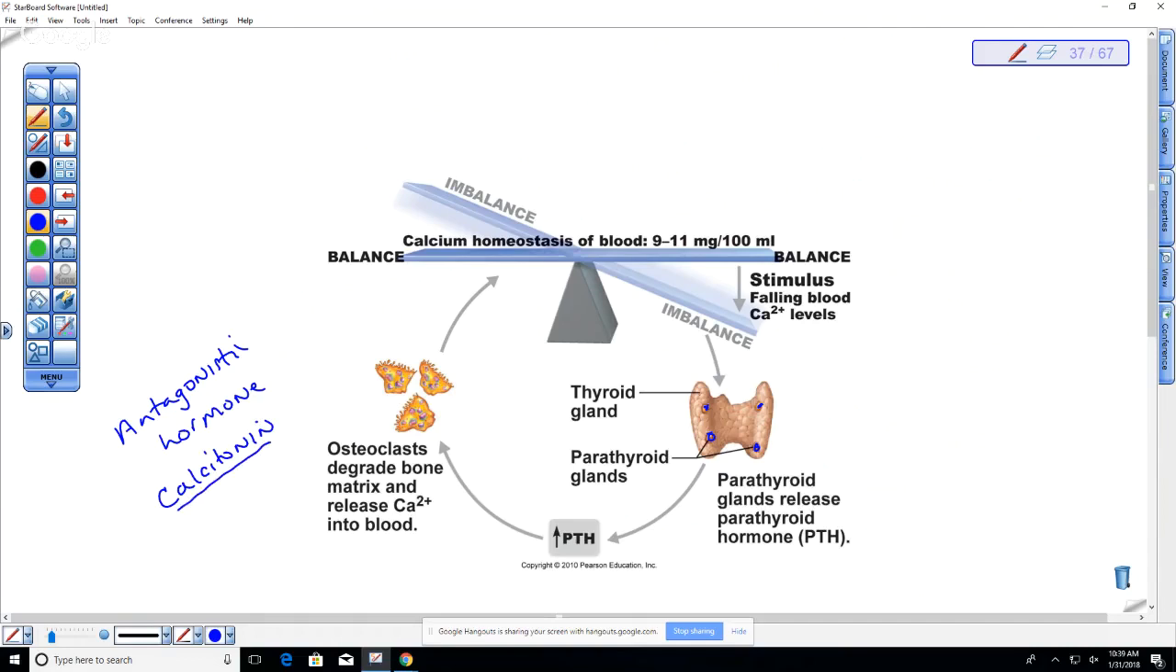But for some reason, they do not think that calcitonin is really significant in human physiology. They call it an orphan hormone. So we think that the parathyroid hormone plays a much greater role than calcitonin does in regulating normal levels of calcium. So this is produced by the thyroid gland. It might have other functions that we do not yet know of.